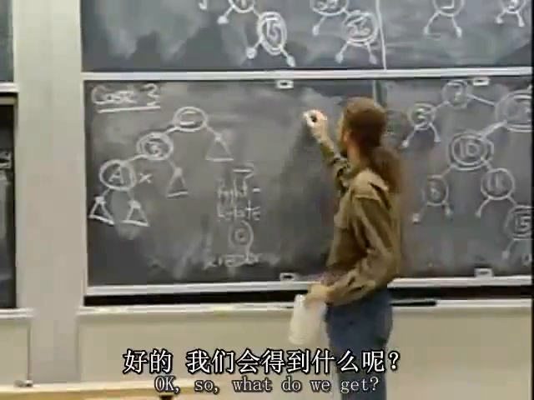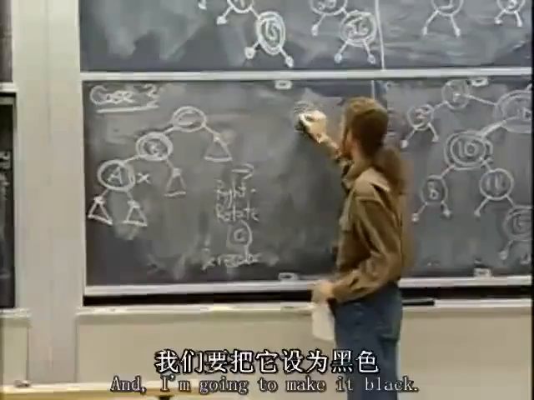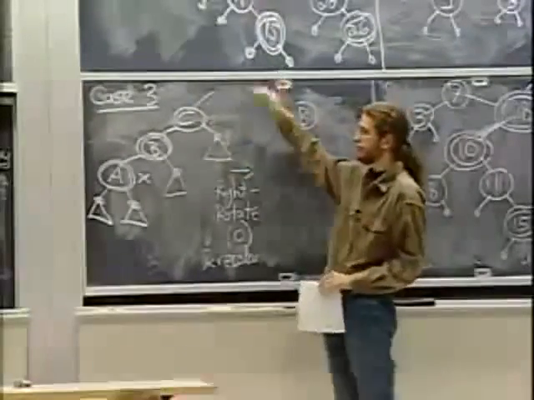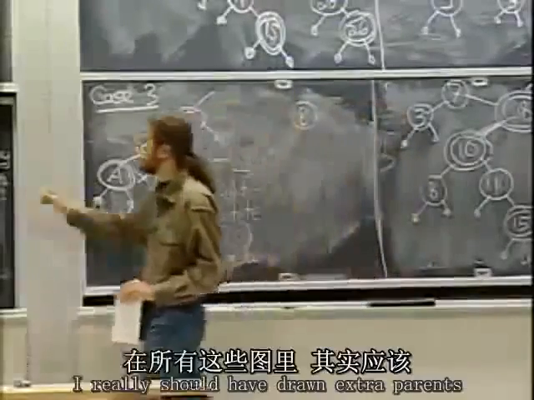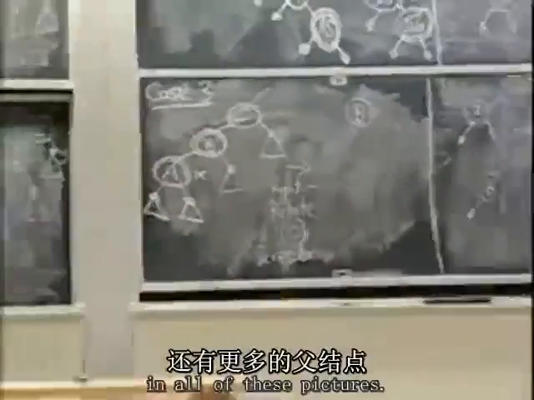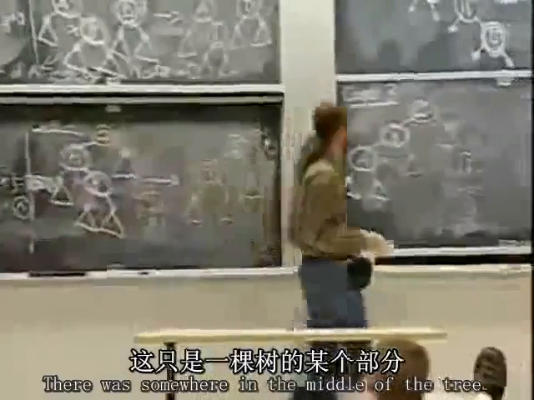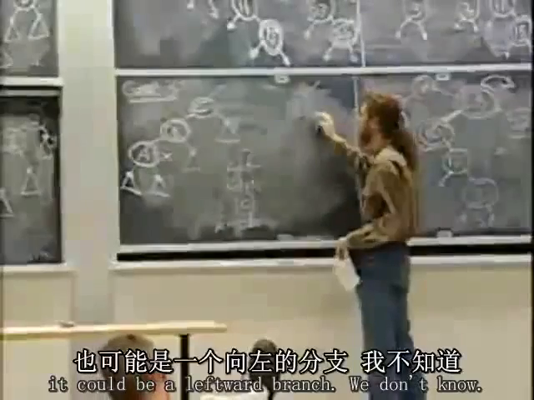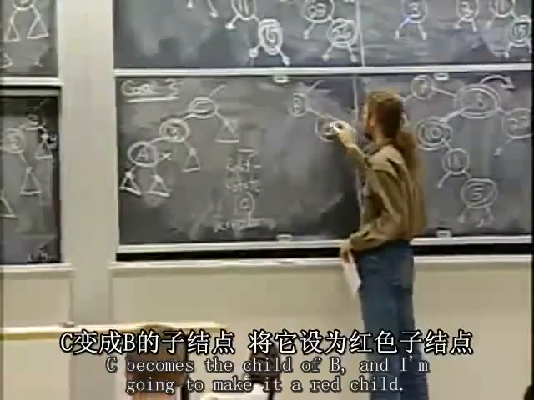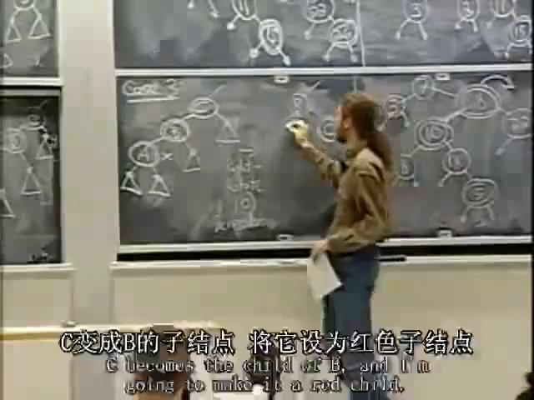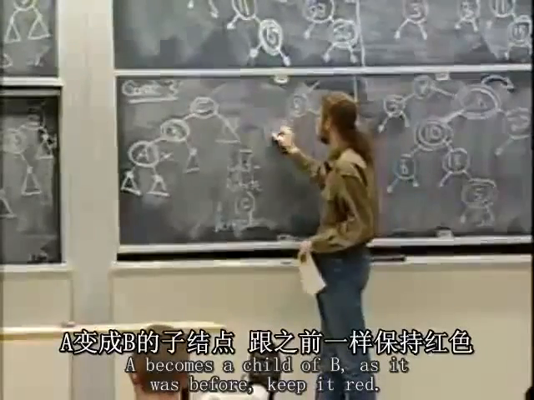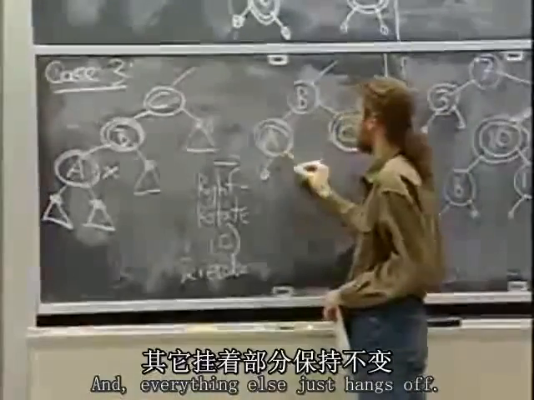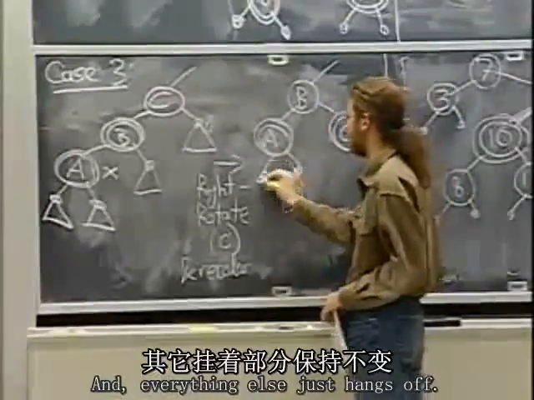So what do we get? Well, B now becomes the root, and I'm going to make it black. Remember, this is the root of the subtree. There's other stuff hanging off here. I really should have drawn extra parents in all of these pictures, because we're somewhere in the middle of the tree. Don't know where. Could be a rightward branch, could be a leftward branch. We don't know. C becomes the child of B, and I'm going to make it a red child. A becomes a child of B as it was before. Keep it red.